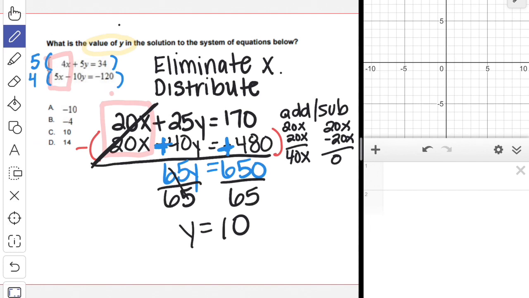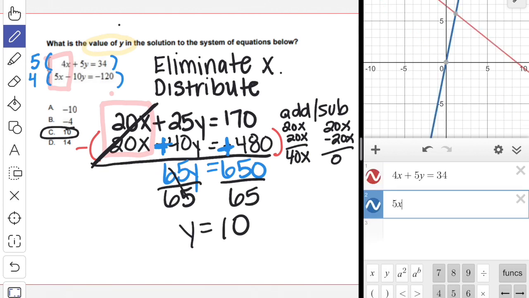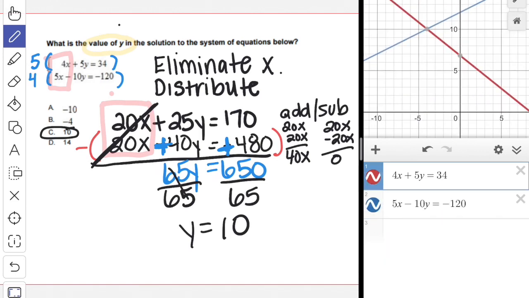All right, so if I look back, I can see that the answer here is C. Now, how can I verify this? Well, I can verify by plugging it into Desmos, and I can plug the equations in exactly like I see them. We're going to have to adjust your screen a little bit. And I see that I get the solution, negative 4 and 10. Well, it asked me to solve for y, and again, my y value is 10. Okay, so just a quick review there.